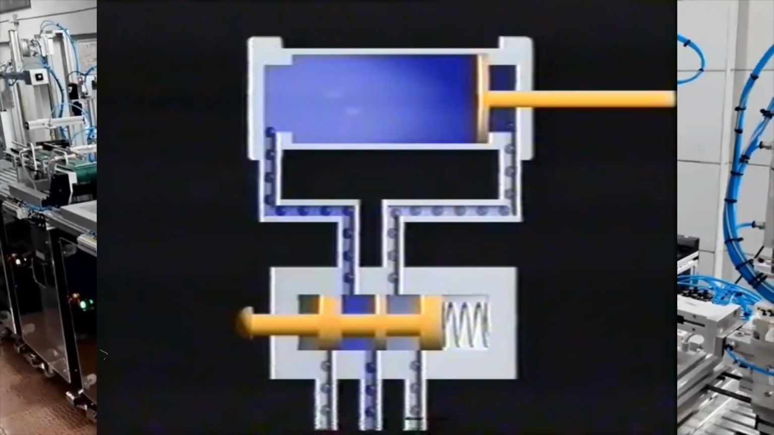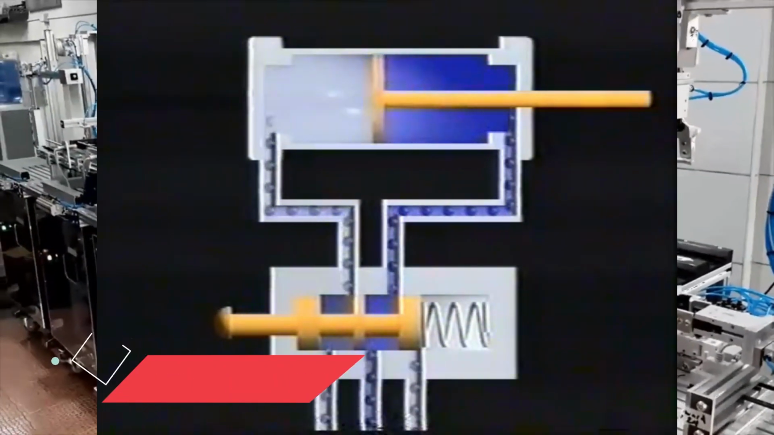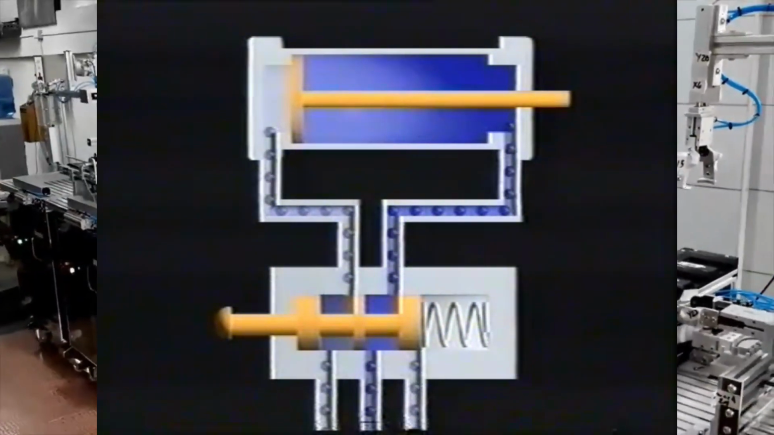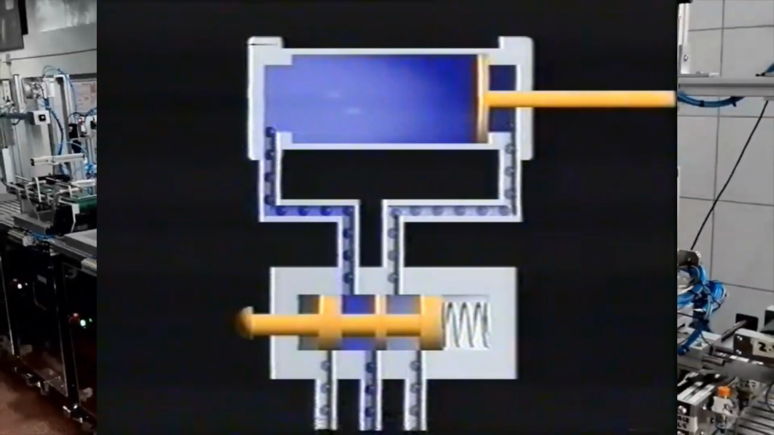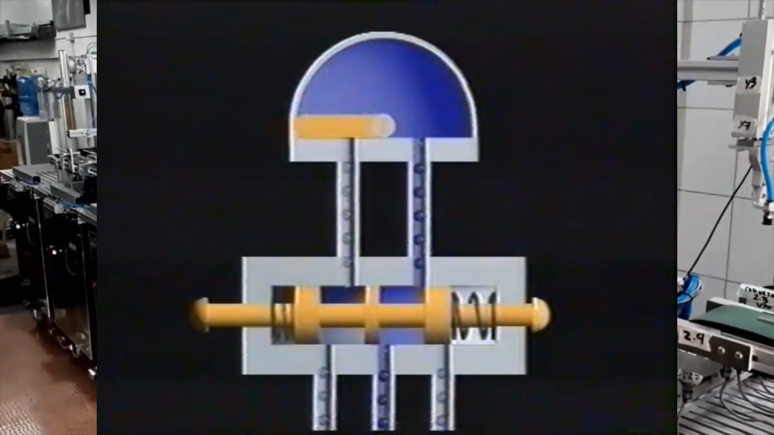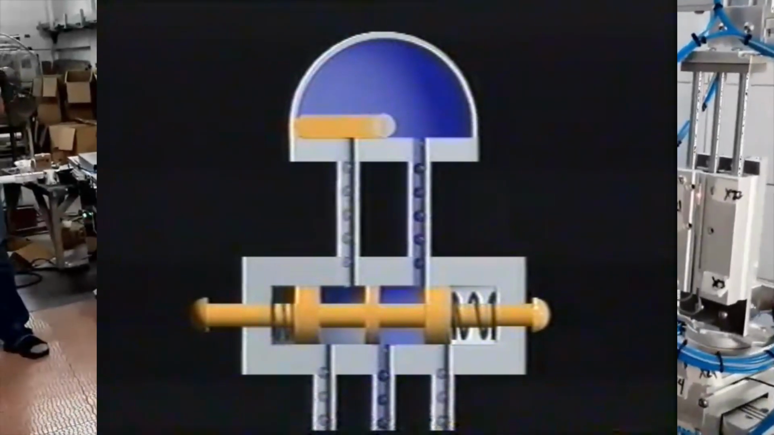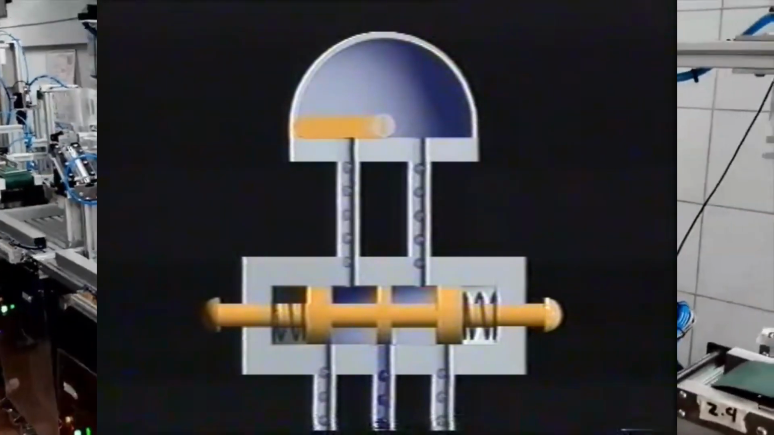Number 7. Directional control valves. Directional control valves are designed to change the direction of flow of air or fluid within a circuit. A valve is designed to control the direction of movement of a cylinder. Directional control valves perform 3 functions and usually operate in combination: stop air or fluid flow, allow air or fluid flow, and change the direction of air or fluid flow.